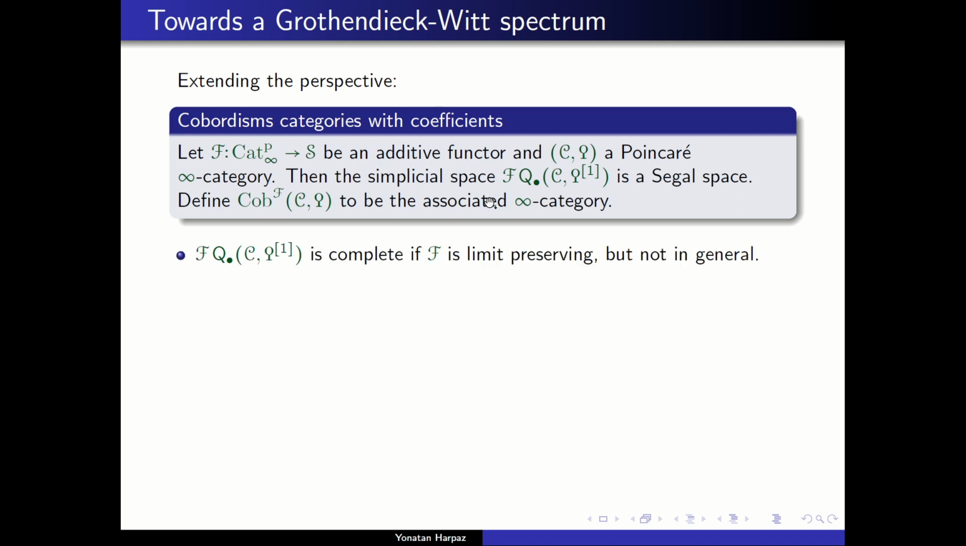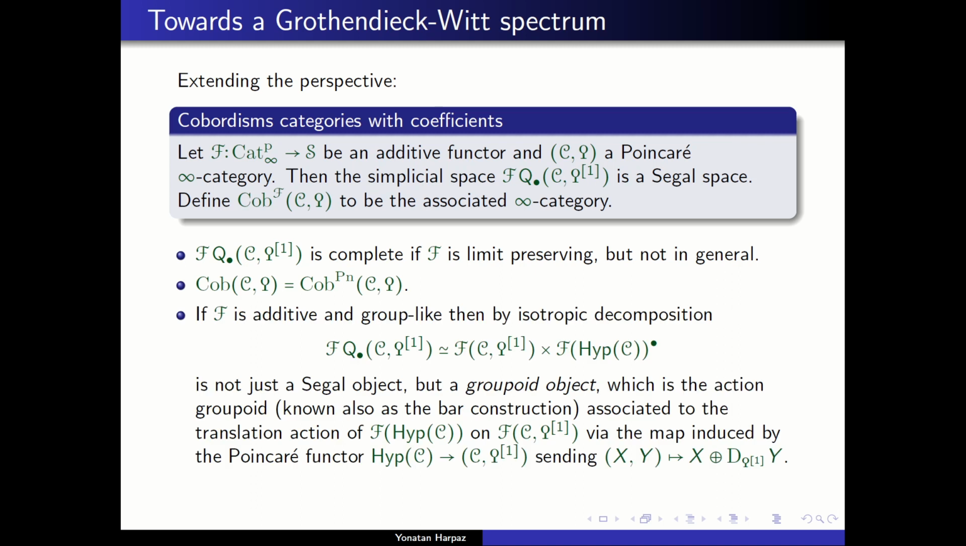We then define the f-based cobordism category, cob f C copa, to be the infinity category associated to this Segal space. Now, if f is not just additive, but in fact limit preserving, if it preserves all limits, then one can show that this Segal space is also complete. However, for a general additive functor, this will generally not be a complete Segal space. In the case where f is Pn, the functor that sends a Poincaré infinity category to its space of Poincaré objects, then this condition holds. This Segal space is complete, and the resulting infinity category is the cobordism infinity category we had before.